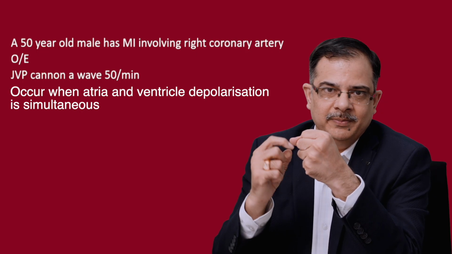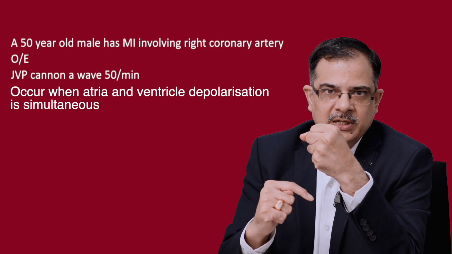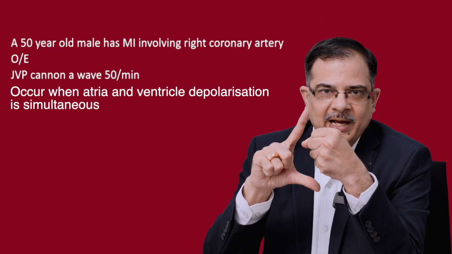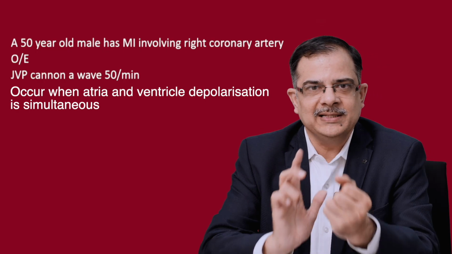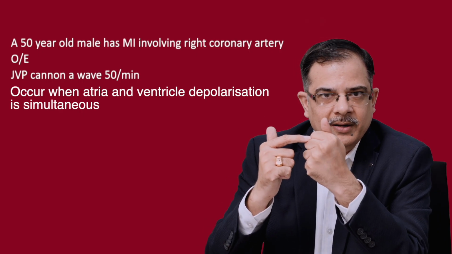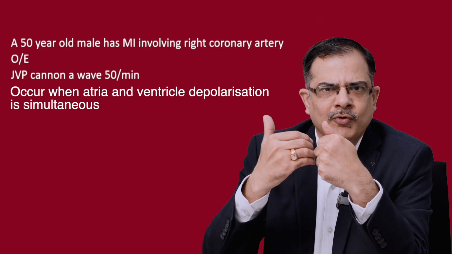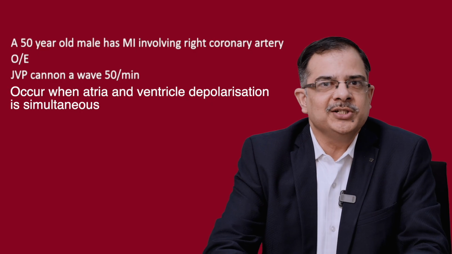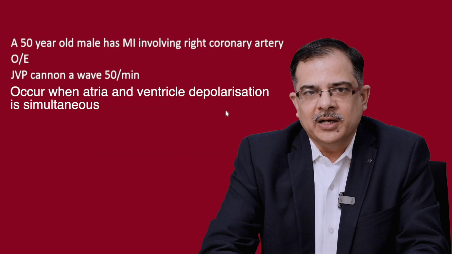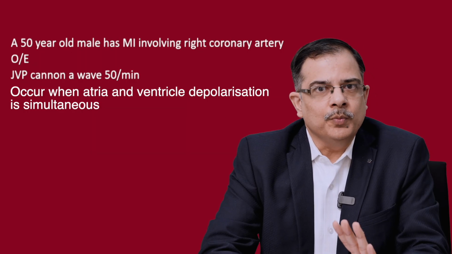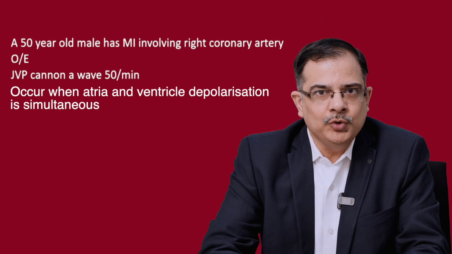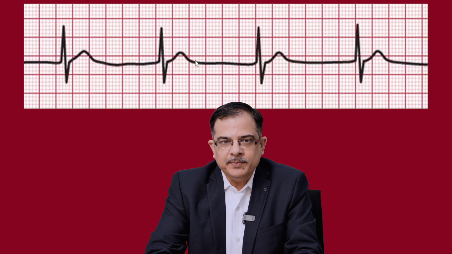If the AV node is the pacemaker, above it are the atria and below it is the ventricle. So the impulse will go to the atria and ventricle at the same time. The atria and ventricle depolarize at the same time, and the rate of AV node depolarization is 40 to 60 per minute. That is known as junctional rhythm. So here junctional rhythm will be there, with a cannon A wave at 50 per minute. The P wave will be absent. With simultaneous atrioventricular depolarization, the QRS will hide the smaller P wave. So this is the absence of the P wave.